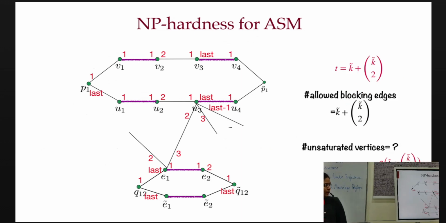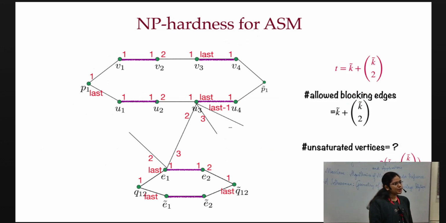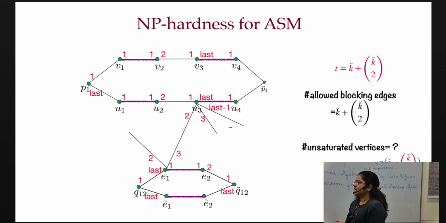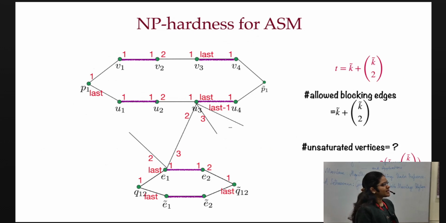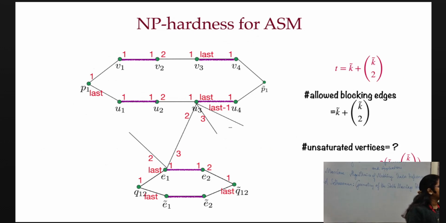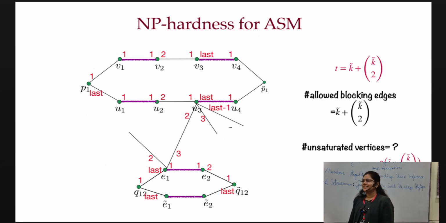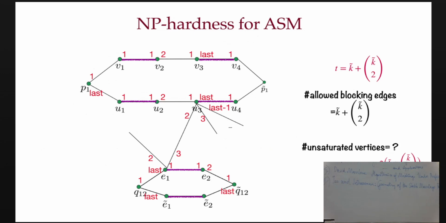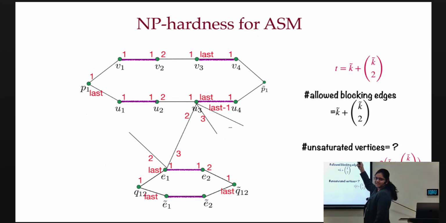So this is the number of unsaturated vertices. Now you notice my T is K tilde plus K tilde choose 2. So essentially I am asking for a perfect matching, correct? Do you all agree? So these are the number of unsaturated vertices. Oh, my bad. So this is plus size of mu.